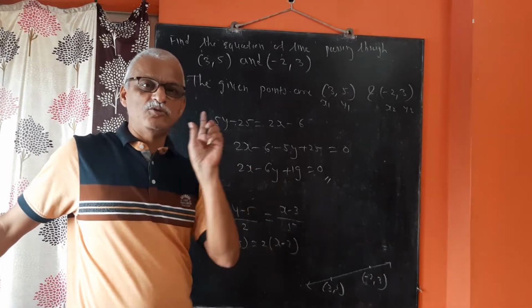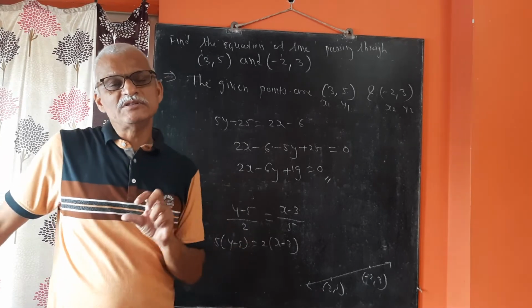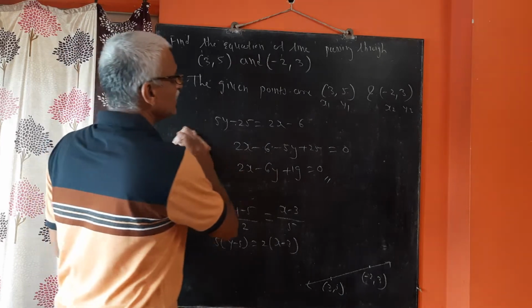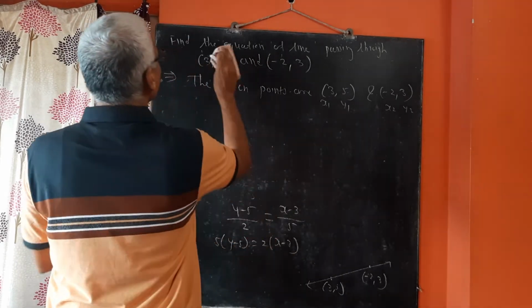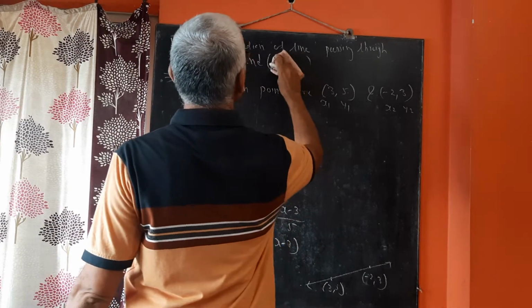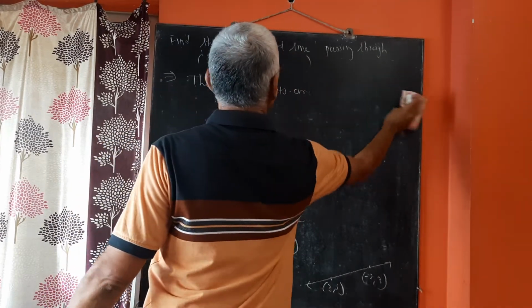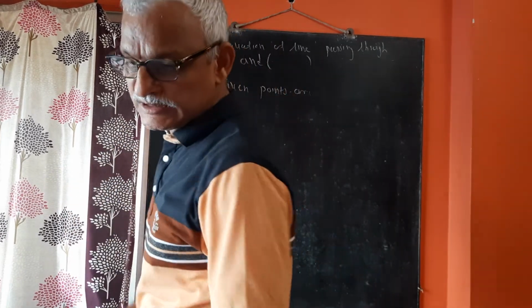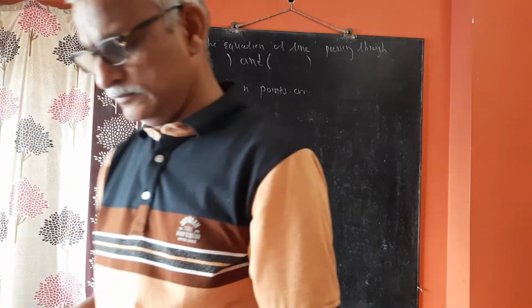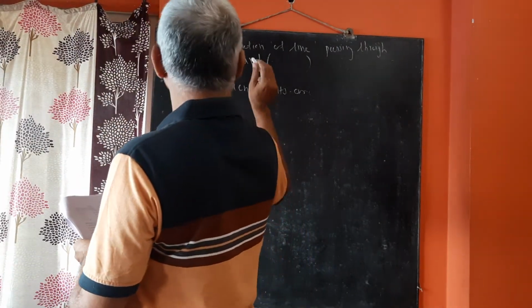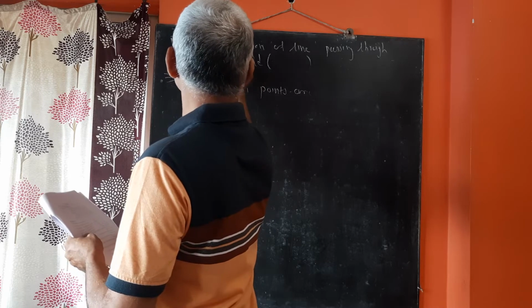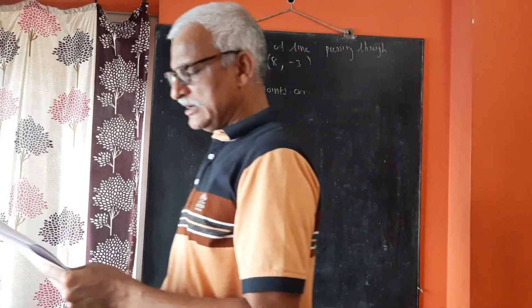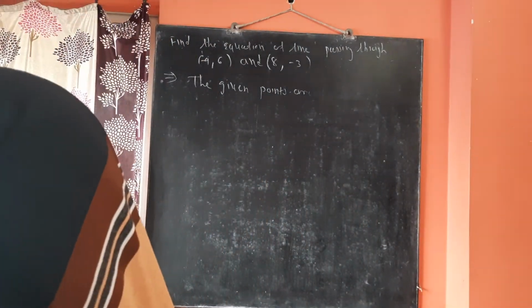Two points means you have to apply the 2-point form. If one point and the slope are given, then you have to apply the slope-point form. Let us try another example on this same one. Find the equation of a line passing through the points (−4, 6) and (8, −3).